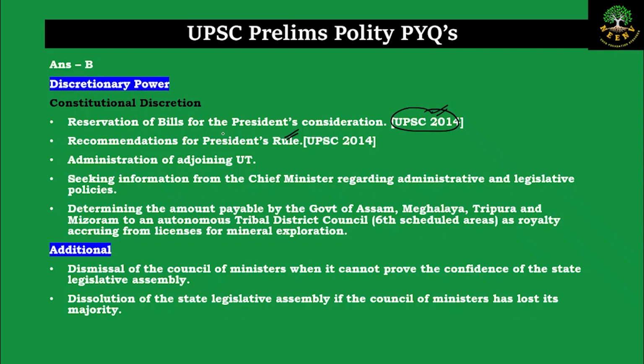So clearly we can see here how these two are asked in the 2014 question. So the governor has a constitutional discretion when it comes to reservation of the bills and recommendations of the President's rule, and also administration of the adjoining UT, or when it comes to seeking information from the CM regarding the administrative and legislative policies, and also in determining the amount payable to the government of Assam and all that additional provisions. And when it comes to additional discretionary powers, that is the power to dismiss the Council of Ministers when they cannot prove the confidence of the state Legislative Assembly, or the dissolution of the State Legislative Assembly if the Council of Ministers have lost the majority. These are also the additional discretionary powers.